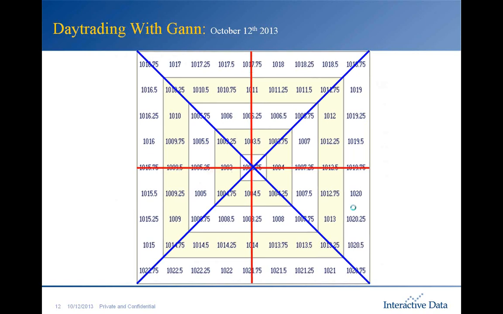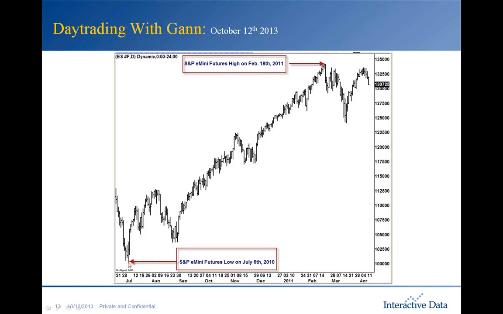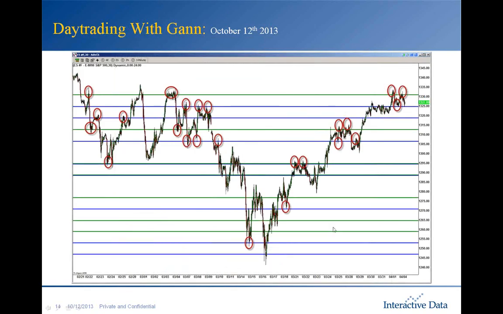And from here, we take the low from July 6th, 2010, and we take the high point made here on February 18th, 2011. Now, whenever we use a low point, that low point is designed to generate resistance levels upward. So a low is going to find the resistance up. The high point is going to generate support levels down, all with that idea of moving clockwise around the Gann wheel.